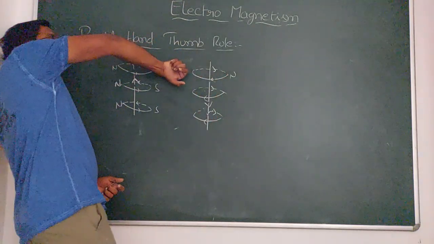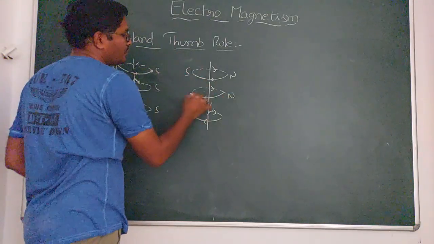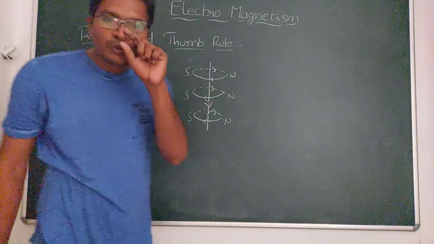And ikkadiki enter ayipothayi kabatti this is said to be a south pole, this is said to be a north pole, this is said to be a south pole.